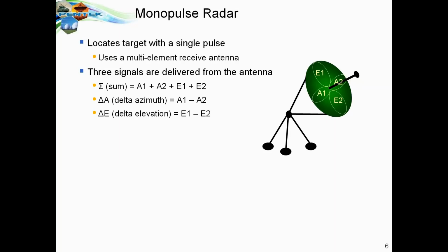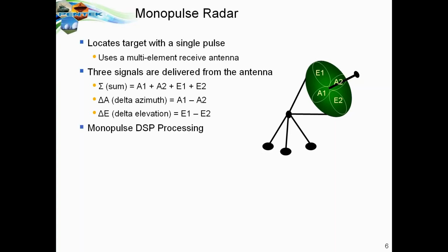sigma, or sum signal, that is the summation of all of the four different patches. The second is the delta A, which is the delta azimuth, which subtracts A1 minus A2 in signal. And the delta E is the delta elevation, which is E1 minus E2.